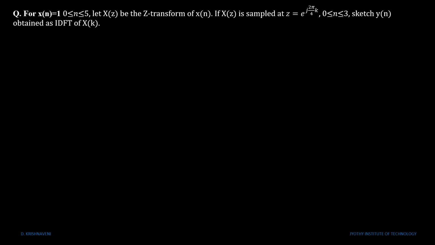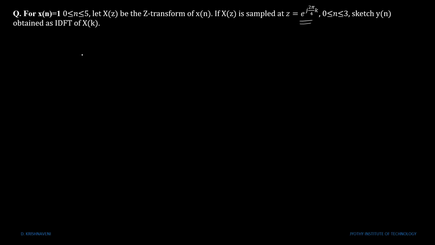Now consider this question. x(n) is equal to 1 for n ranging from 0 to 5. X(z) is the z-transform of x(n), and in this case it is sampled in such a way that z is equal to e^(j2πk/4). That means we are considering 4 samples. Originally 6 samples are there in the input signal x(n), but after X(z) is found, X(z) is sampled. When X(z) is sampled, only 4 samples have been considered here. So naturally aliasing will occur and the original sequence cannot be retrieved back from the samples. We know that aliasing is nothing but mixing of the signals.